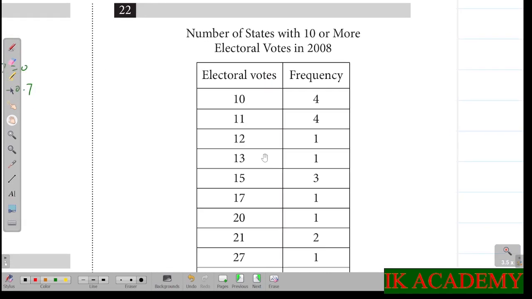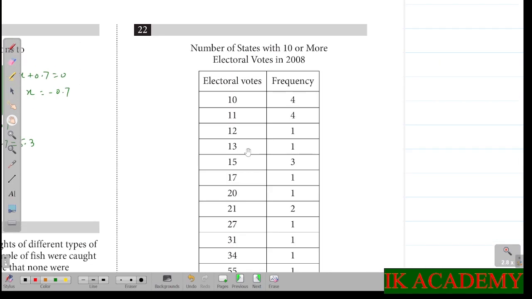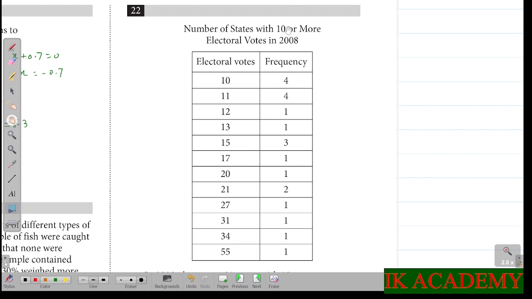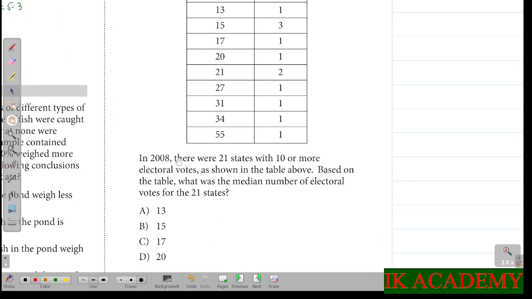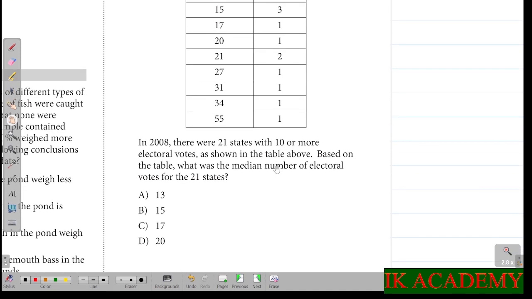The next question is question number 22, which says the number of states with 10 or more electoral votes in 2008. So here we have two columns, electoral votes in the left column and frequency in the right column. So the question is, in 2008 there were 21 states with 10 or more electoral votes as shown in the table. Based on the table, what was the median number of electoral votes for the 21 states? So here we have the options from A to D.